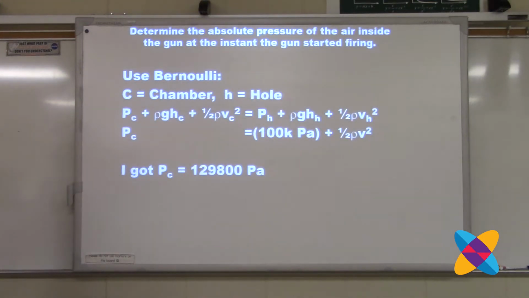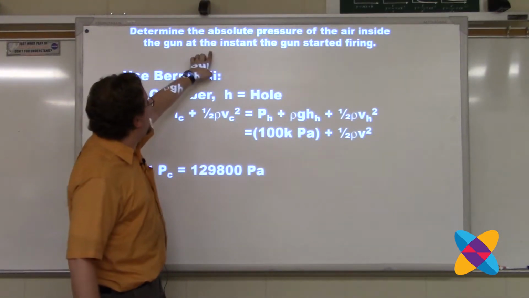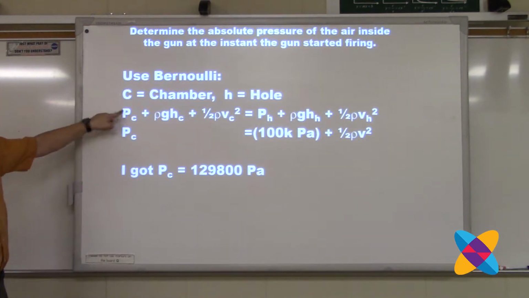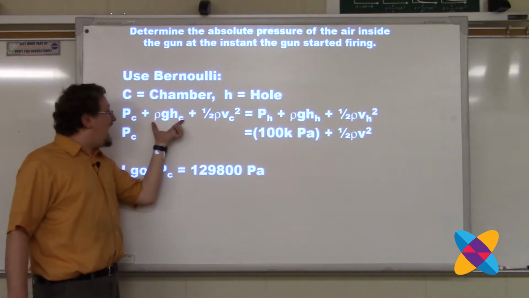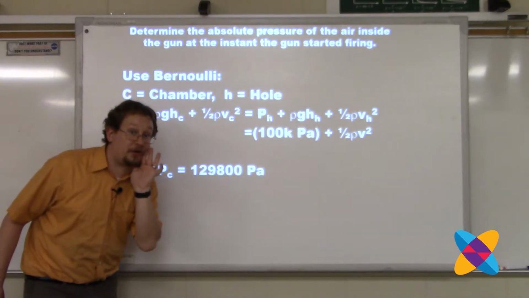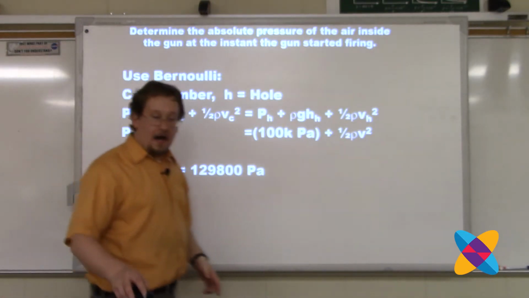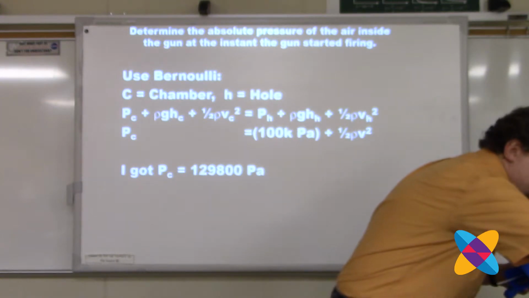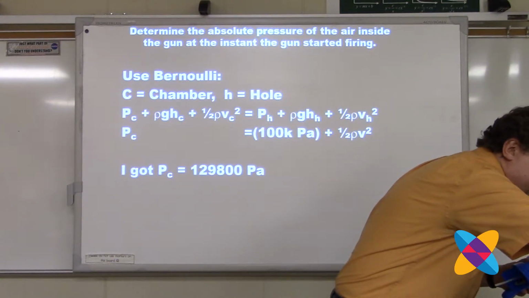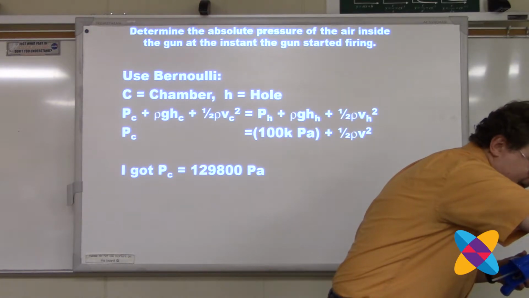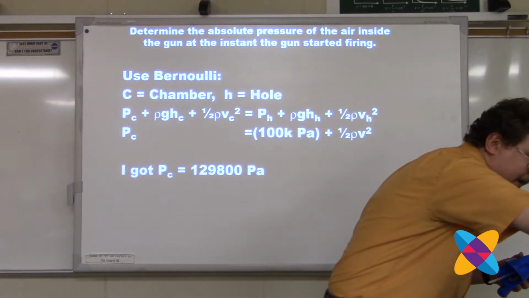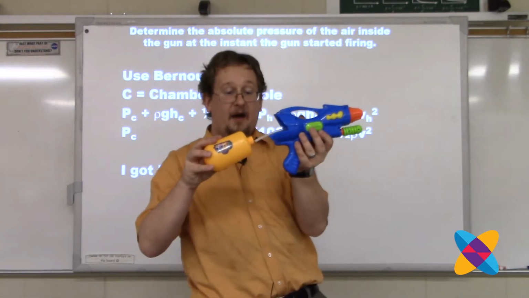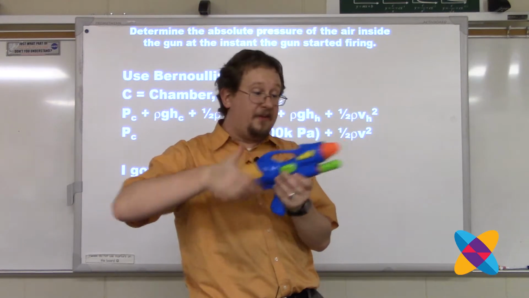Part C. Find the absolute pressure of the air in the gun at the instant you pulled the trigger. I use Bernoulli. In the chamber, you have pressure, and we're using absolute pressure here, but you do not have the height of the chamber, which I have now detached. The height of the chamber and the height of the nozzle are really the same. Okay, I'm dumping out the water here so I don't get myself wet. All right, so the height of the chamber and the height of the nozzle are the same.